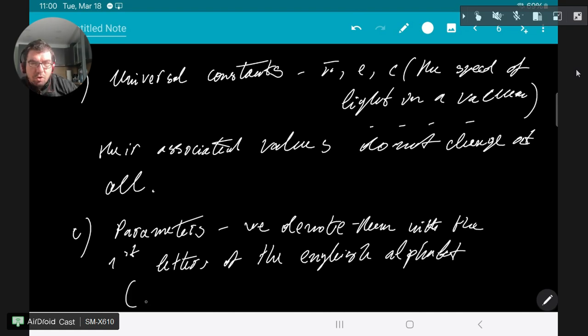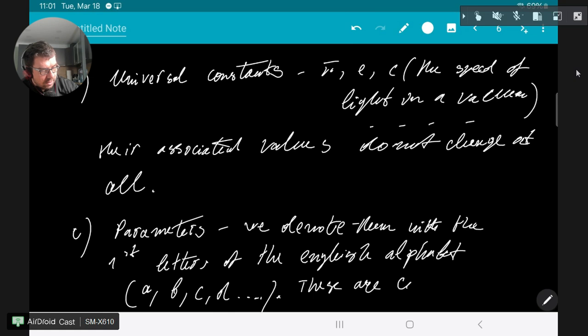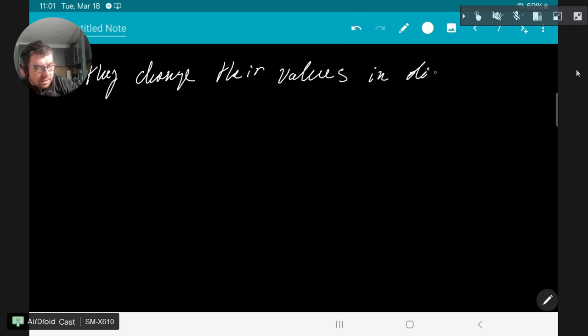For those of you who don't know what the first letters are, A, B, C, D, etc. Now these are constants. These are constants, but they change their values in different problems.